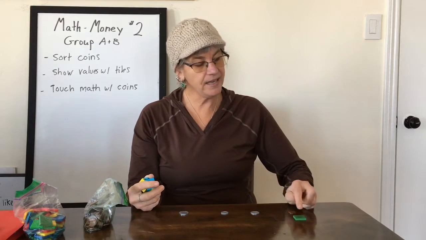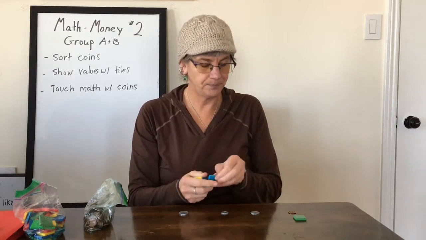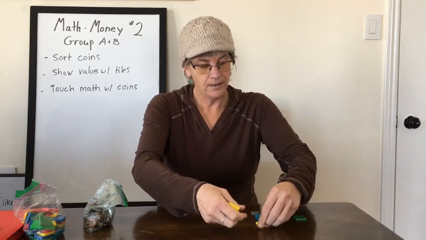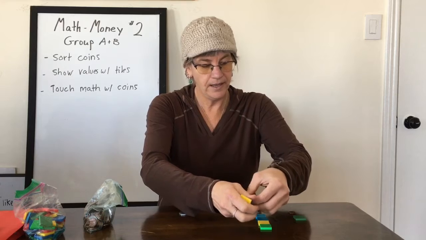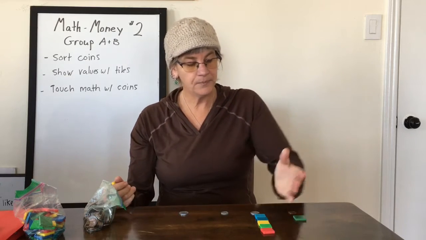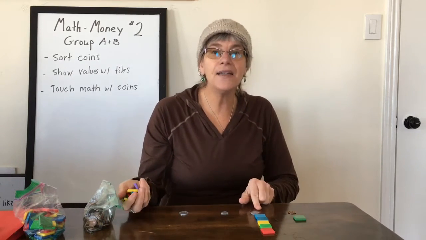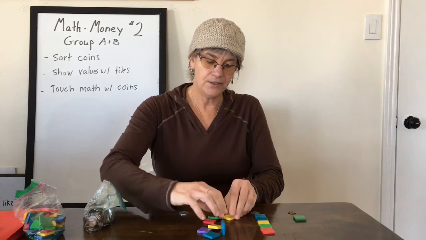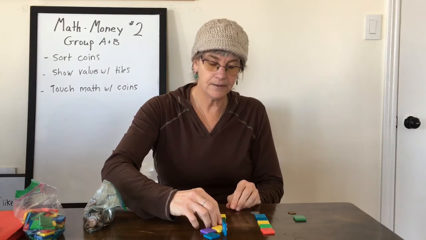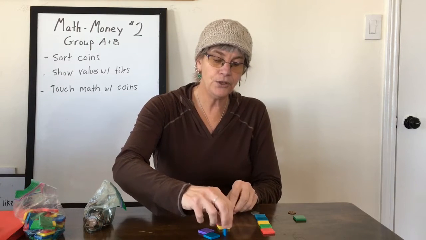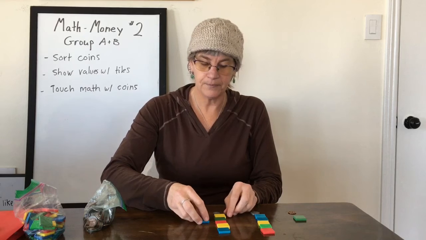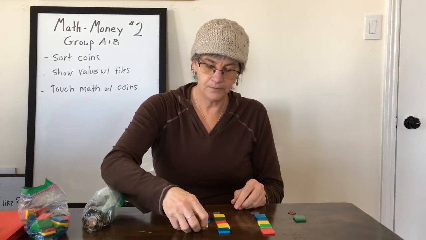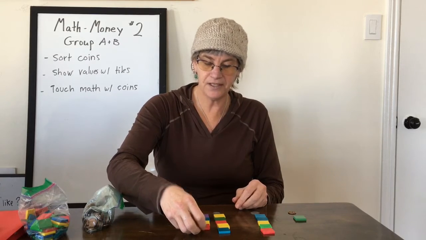So a penny is worth one tile, okay? A nickel is worth 5 tiles, so one row of 5, okay? Then you're going to make 10. You're going to do it with 2 rows of 5. We're really learning to skip count by 5s in this one, okay?